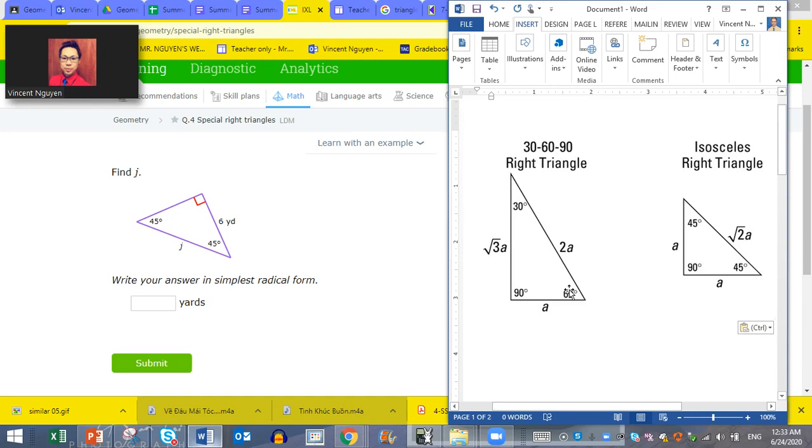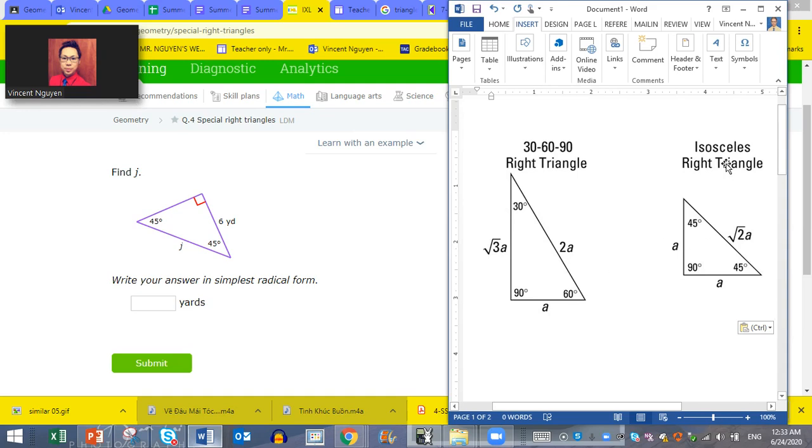And then the long leg, which is across from the 60-degree angle, is A times the square root of 3. So square root of 3A, and the A is usually at the front because that's usually a number. So that's 30, 60, 90. Now keep in mind, whenever we're doing these problems, we're going to label the sides like that, okay?